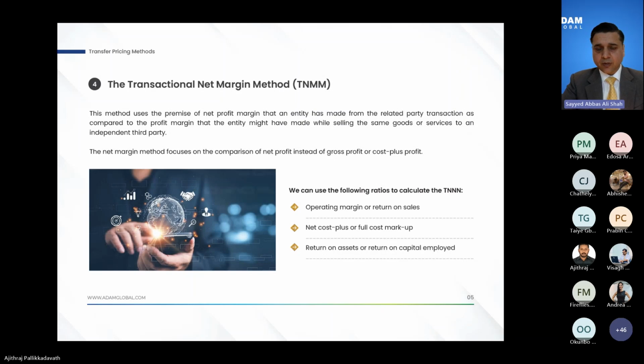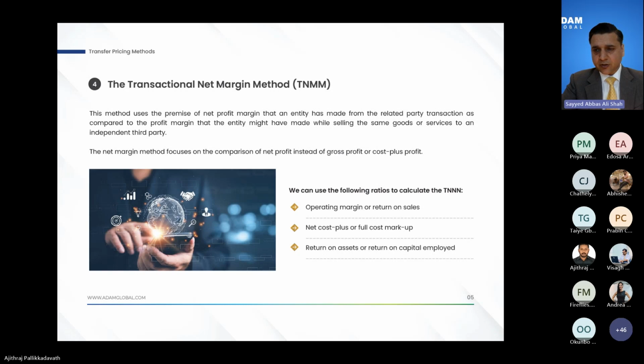How much margins are we making? Are they reasonable? Are they aligned with the industry average? Are they aligned with our transactions that might have happened with an independent party? That's what we would be looking at, okay? So this method uses the premise of net profit margin that an entity has made from the related party transaction as compared to the profit margin that the entity might have made while selling the same goods or services to an independent third party, right? Now, the net profit method, once again, focuses on net margins.